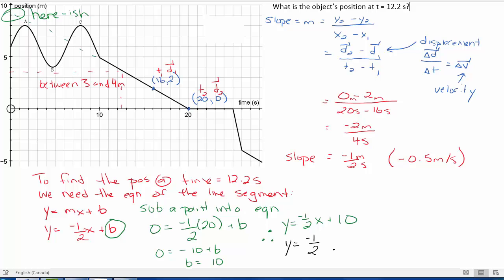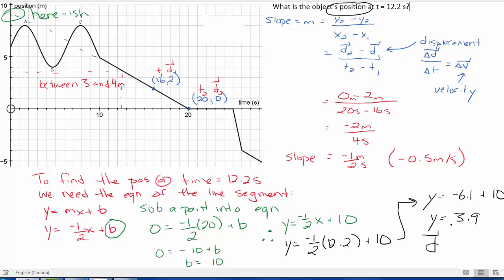Now I want to know where the object is at 12.2 seconds. So I substitute in 12.2. I find out that y is equal to negative 6.1 plus 10. This translates to y equals 3.9. Put this back in my proper position notation. So the position, sorry, of the object at 12.2 seconds is plus 3.9 meters.